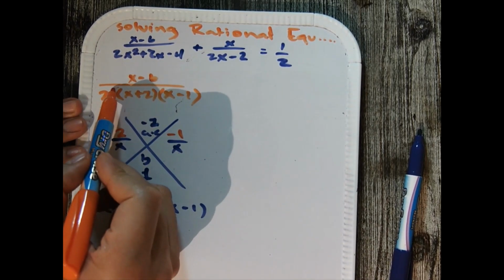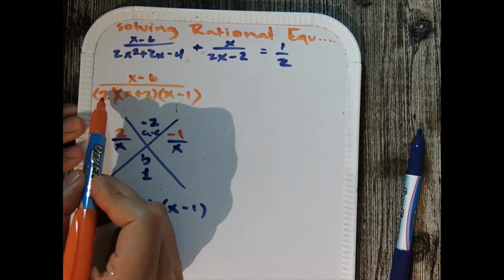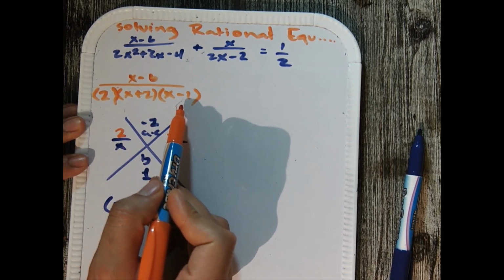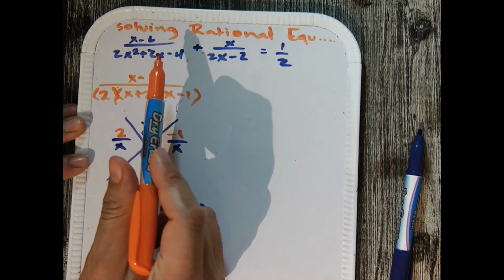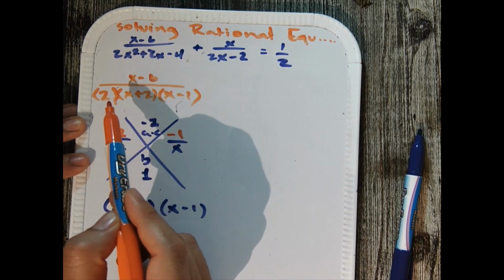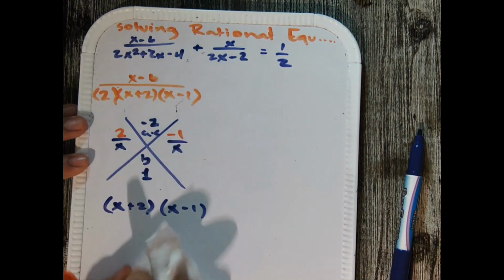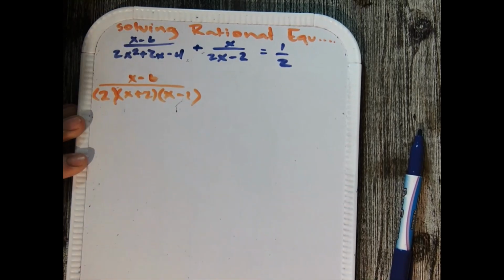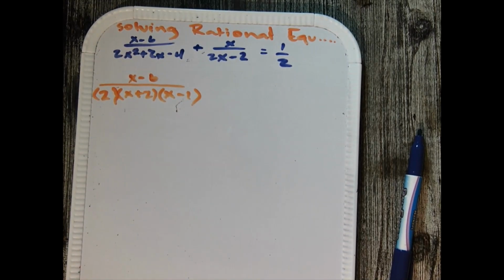And when I multiply 2 times x plus 2 times x minus 1, that would give me 2x squared plus 2x minus 4. So again, these three are the factors of my quadratic 2x squared plus 2x minus 4.